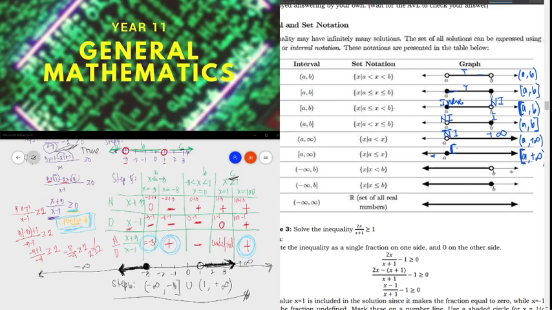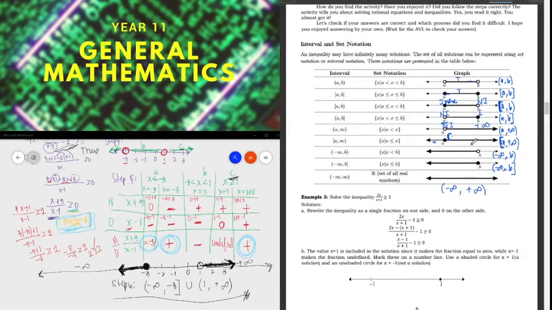Next, we have negative infinity and b, which is not included, and negative infinity, b is included. And this one is negative infinity to positive infinity, or the set of all numbers. Be careful with the interval and set notation.